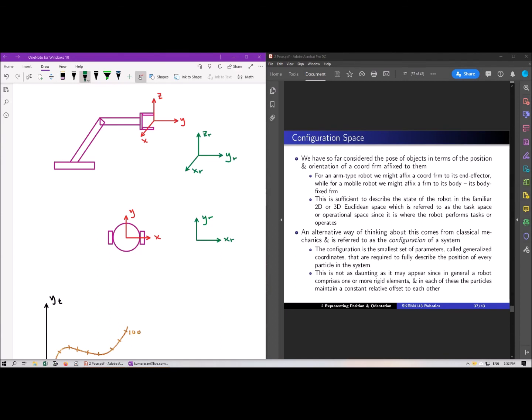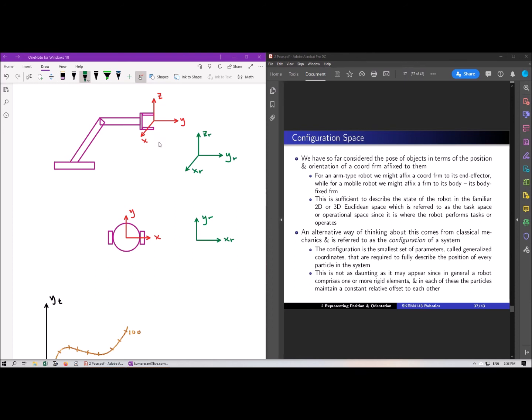Let's move on to the next topic, configuration space. We have so far considered the pose of objects in terms of the position and orientation of a coordinate frame affixed to them. For an arm-type robot, we might affix a coordinate frame to its end effector, while for a mobile robot, we might affix a frame to its body that we call body fixed or body attached frame.